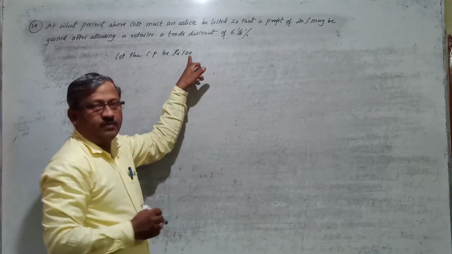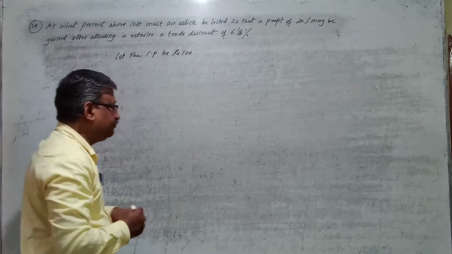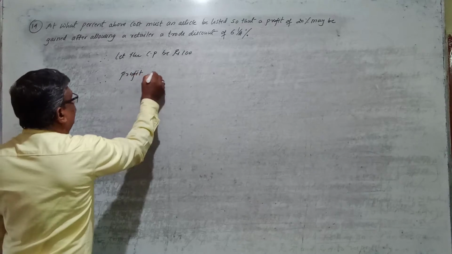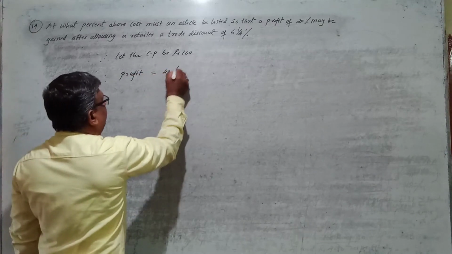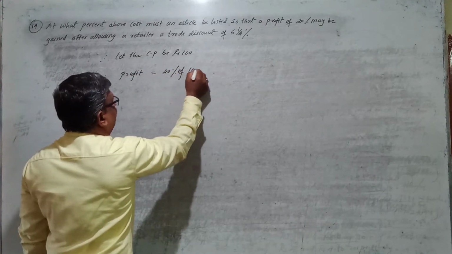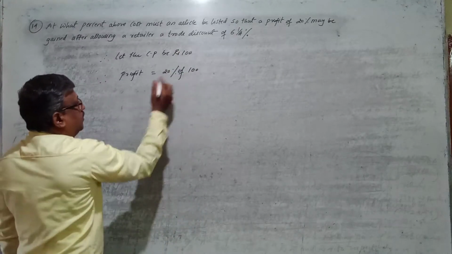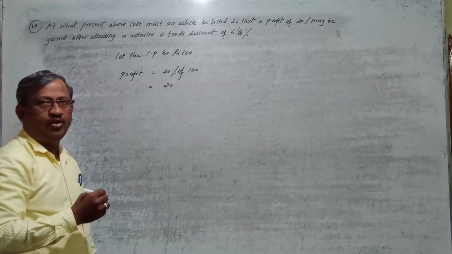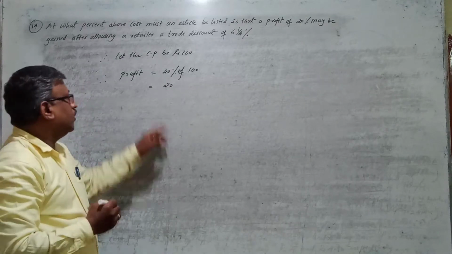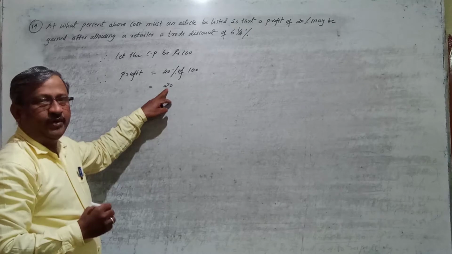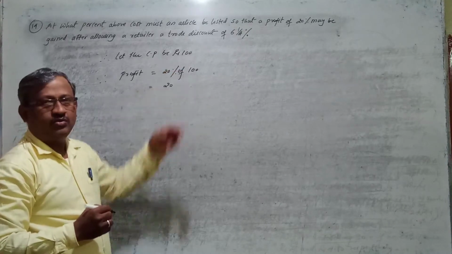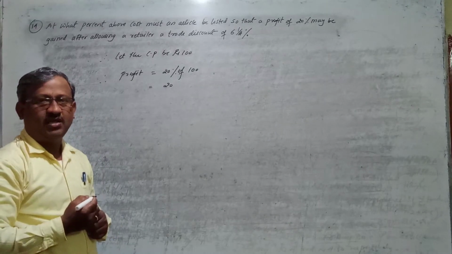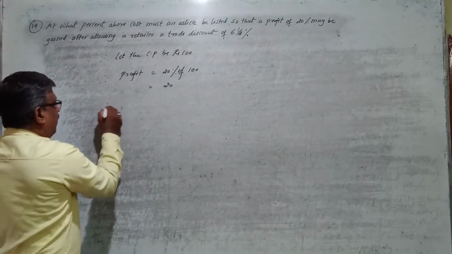So I know his cost price, means I can easily find out his profit. So first we calculate the profit. So profit is equal to 20% here we calculate. 20% on what? On his cost price. So 20% on 100 rupees profit comes to 20 rupees. Means 20 rupees profit he wants. So if you want 20 rupees profit on his cost price, you have to find at what price he has to sell his goods. Means you have to determine the selling price. So let's calculate the selling price.